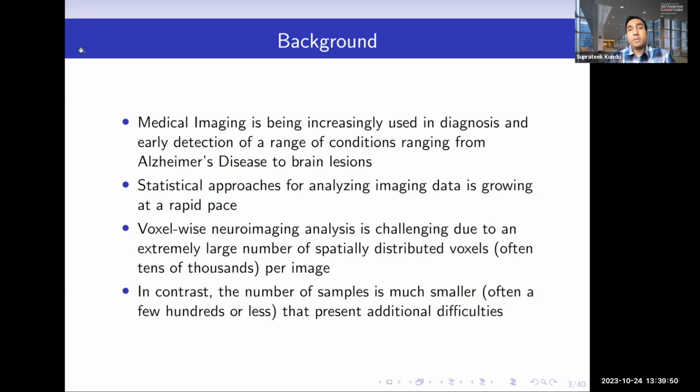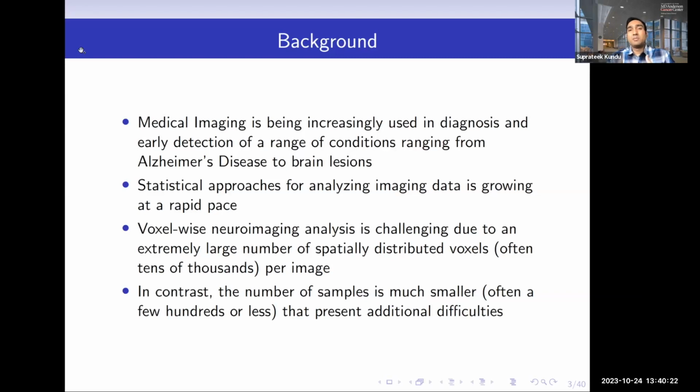Medical imaging data is growing at a really rapid pace, and statistical approaches are trying to keep up with it, but they're not quite there yet. So there's a lot of area for research, a lot of scope for new methods and new algorithms. Really what our lab is interested in is voxel-wise neuroimaging analysis, or voxel-wise or pixel-wise imaging analysis, which provides a far more granular analysis compared to the coarse ROI level analysis, if you will.